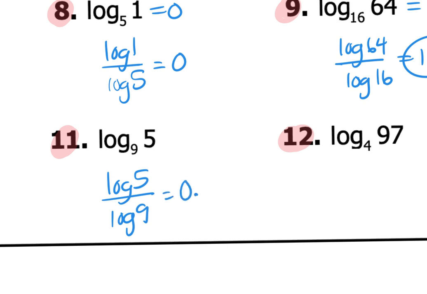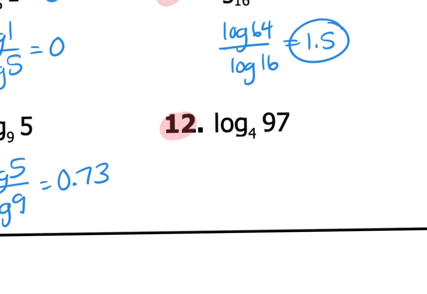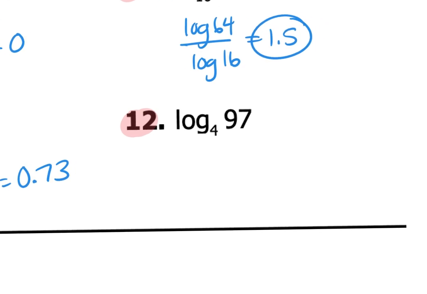Did you get anything? 0.7. Yep, 0.73. Round it to the nearest 100th for me. Okay, and then finally, last one. How about Jay Sean? Did you get anything on number 12? 3.3, yeah. Log of 97 divided by log of 4, 3.3.